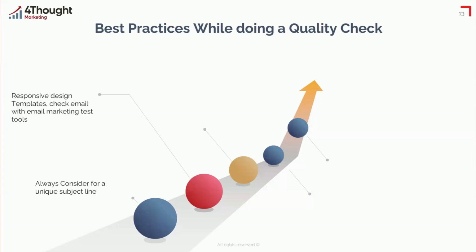Second is responsive design templates. So you need to ensure your emails are designed responsively to adapt to various screen sizes and email clients. You can use fallback fonts and alt text in case certain elements do not render properly. You can also go ahead and use email marketing platform tools such as Litmus or Email on Acid.